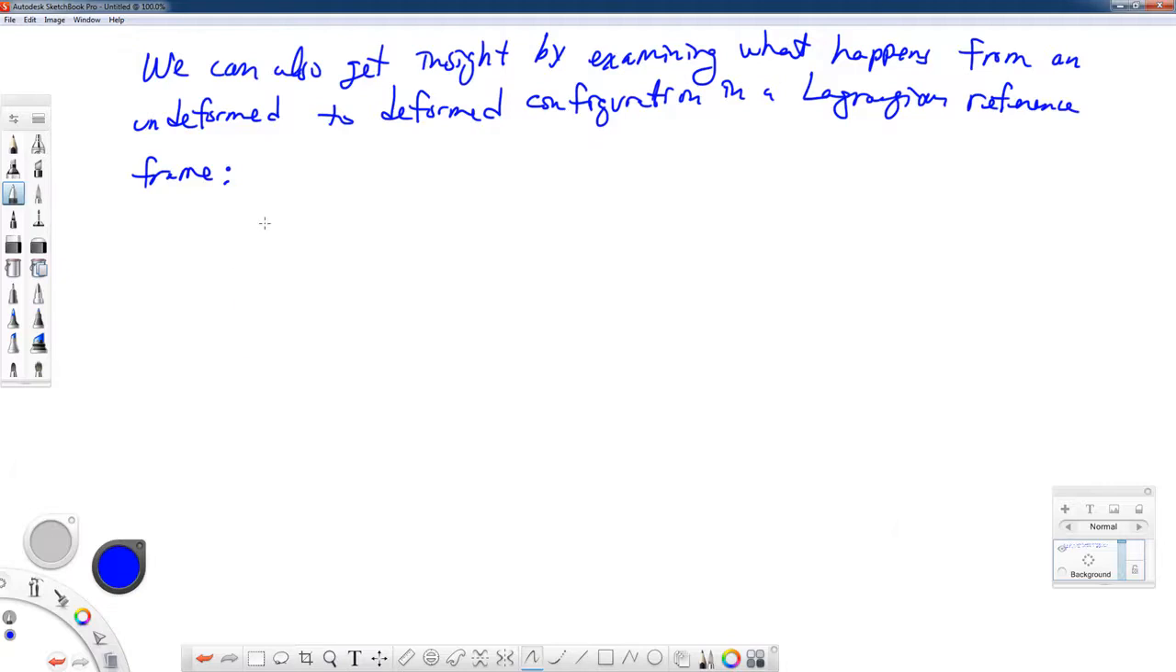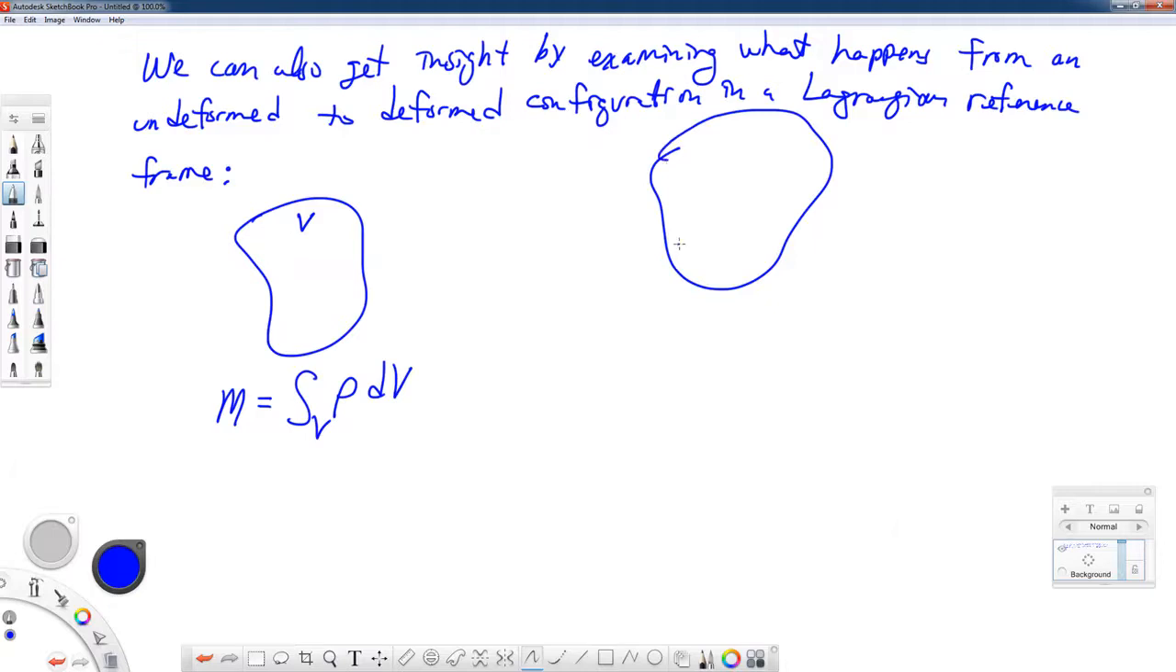So we can get some insight by examining what happens from an undeformed to a deformed configuration in a Lagrangian reference frame. So we have some volume here. Our undeformed region V has some density, and the mass inside of that is going to be the volume integral of the density over that volume. And this body distorts and deforms. Maybe it gets a little bit bigger. We have some new region, some new volume, script V, and the mass inside of it is the new density. The density is going to change. So that new density, rho star, integrated over that new volume region.